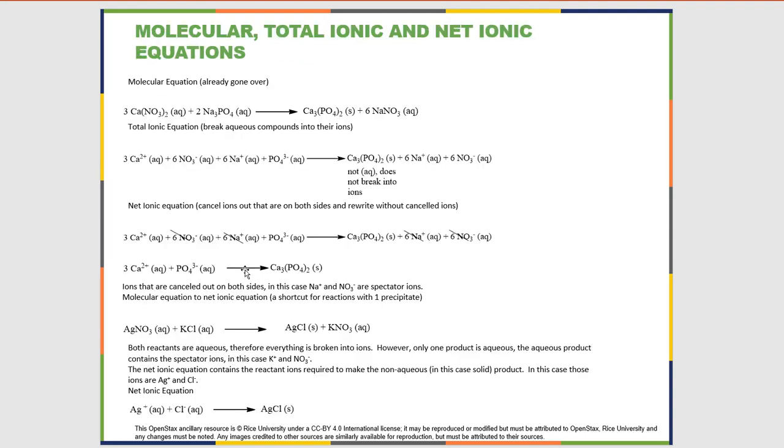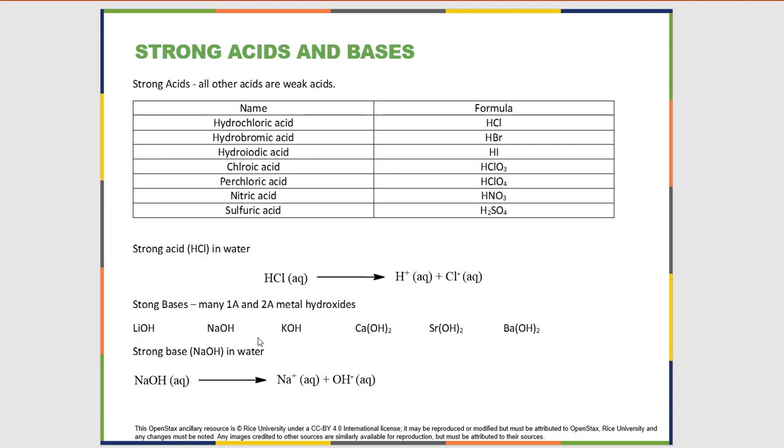In the case of strong bases, we have 1A metal hydroxides and a couple of 2A metal hydroxides: calcium hydroxide, strontium hydroxide, and barium hydroxide, which are strong bases. And these compounds dissociate in solution. So an acid is a covalent compound containing H and Cl, but it acts as if it is an ionic compound because it breaks up into H plus and Cl minus. And because it's a strong acid, it completely dissociates in water.